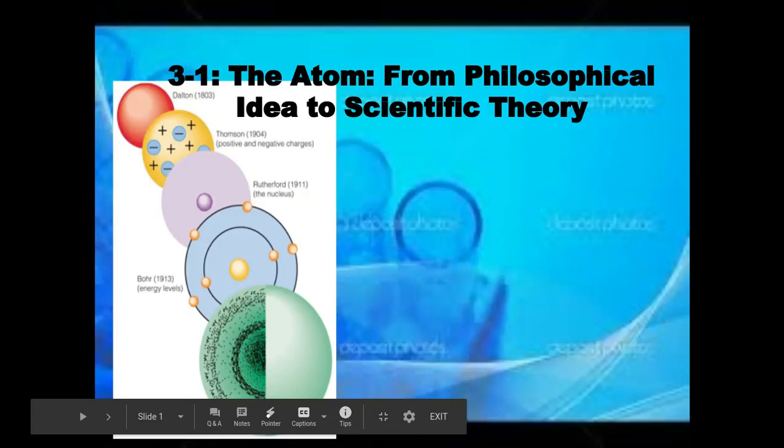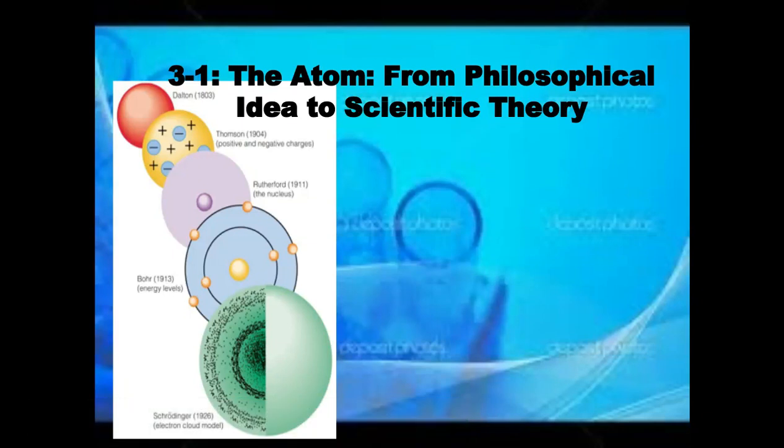In 3.1, we're looking at the atom, how it started out as an idea and ended up as a scientific theory. If we look at this picture and we start out looking at the red sphere, that's kind of the first concept of the atom with John Dalton, and we'll work our way up to what the model of the atom currently looks like.